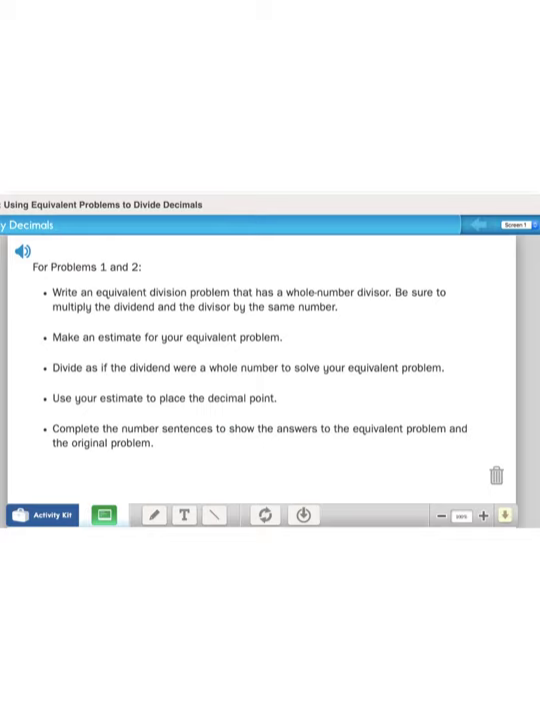Okay, now in your module, I had made a copy of Math Journal page 227, and at the top of that page it says for problems 1 and 2, write an equivalent division problem that has a whole number divisor. Be sure to multiply the dividend and the divisor by the same number. Make an estimate for your equivalent problem. Divide as if the dividend were a whole number to solve your equivalent problem, then use your estimate to place the decimal point. Complete the number sentences to show the answers to the equivalent problems and the original problem.